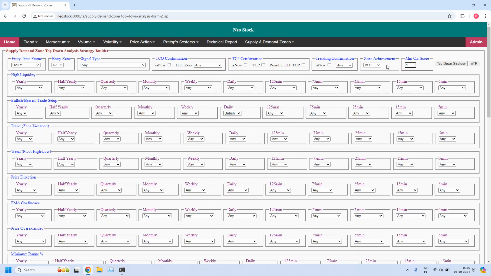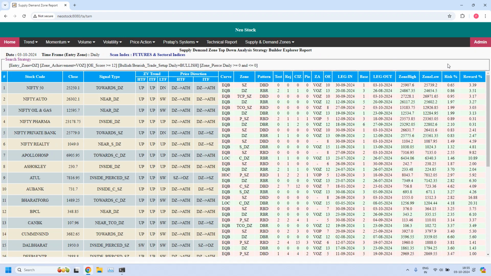Minimum odd and hands score should always be 12 for bullish or bearish trade setup. And all these three filters are applied to daily demand zone. Now let's verify. We got a good number of stocks that are supporting bullish trade setup for monthly income trade.